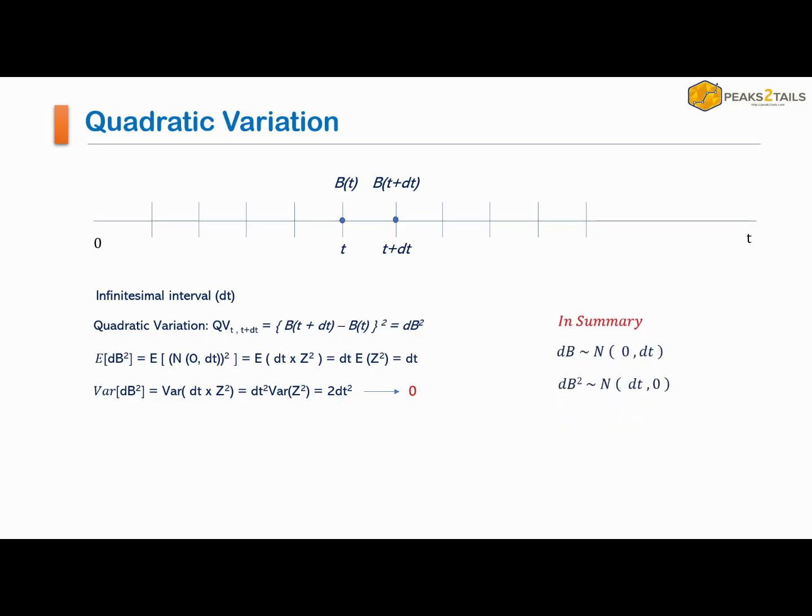So in summary, we have dB that is normally distributed with mean 0, variance dt, but dB square is with mean dt but variance 0, as if it is purely deterministic. So in the whole of Ito calculus, you will see the term dB square being replaced by dt.